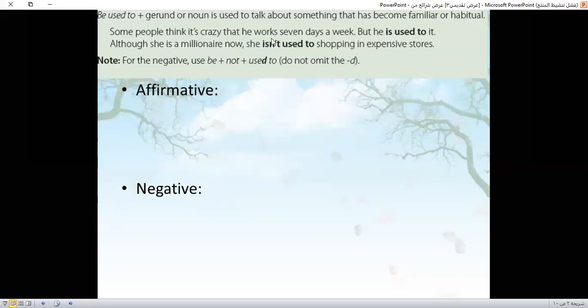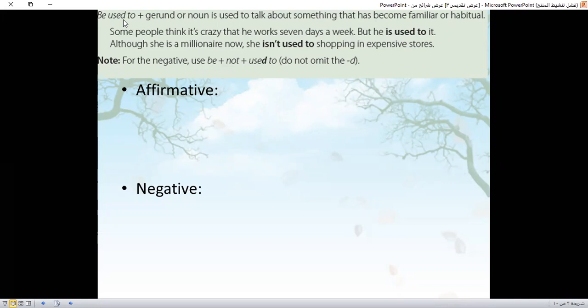Okay, now we have to use used to, but in a different way. We're going to have the verb to be, and then used to plus the gerund or noun. It is used to talk about something that has become familiar or habitual. Some people think it's crazy that he works 7 days a week, but he is used to it.